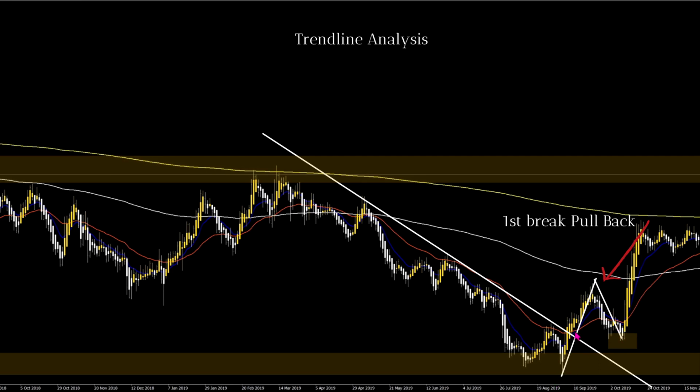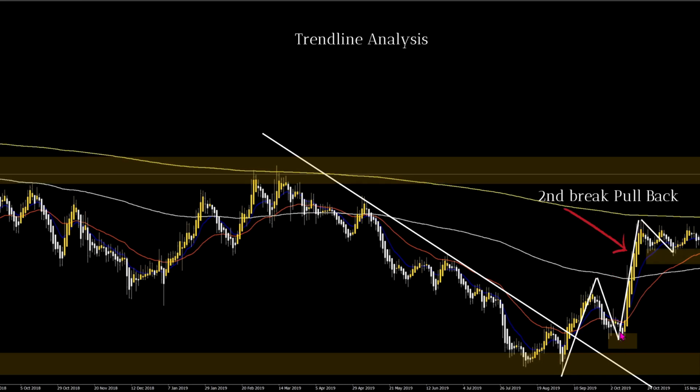This here is our first break, pullback. And then we have another break up and another pullback. And in this example, prices are pulling back toward the 12 EMA for another trade opportunity. Always targeting the next level up.